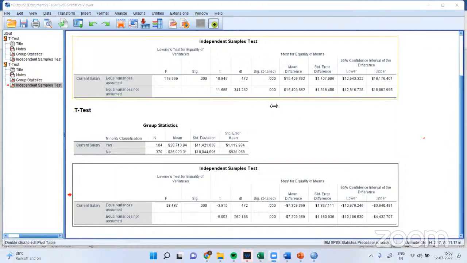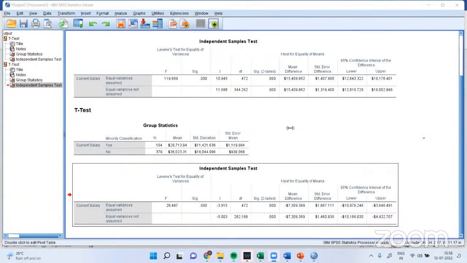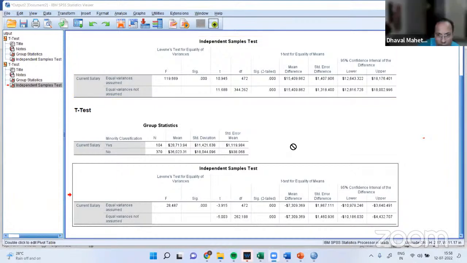Okay, sir. Then when we interpret, first we have to look at the Levene's test and explain that. Yes, first we have to explain Levene's statistics and then only you should explain. Actually, not only Levene's statistics. First, you have to establish the normality, which we will see tomorrow. Okay, sir. Any other question? Please ask.